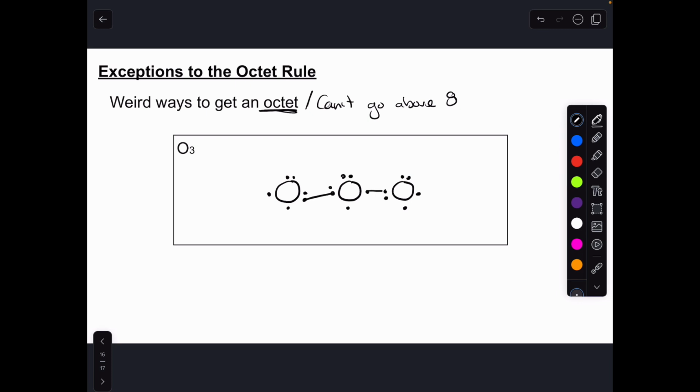Now with these weird ones on your homework, you'll always see that I put in kind of a code that tells you it's going to be weird, where it says like, hey, give everyone an octet. Because if we just follow our normal rules, this would be as far as we can go, because this now gives the center one 2, 4, 6, 8, and so it can't bond any more times. But both of our outside atoms don't have a full shell yet, right? 2, 4, 6, 7. 2, 4, 6, 7, okay?